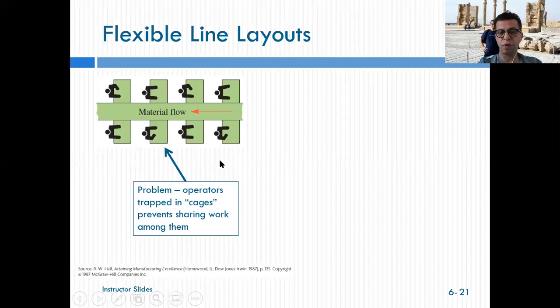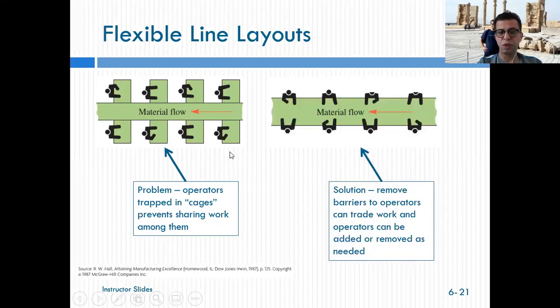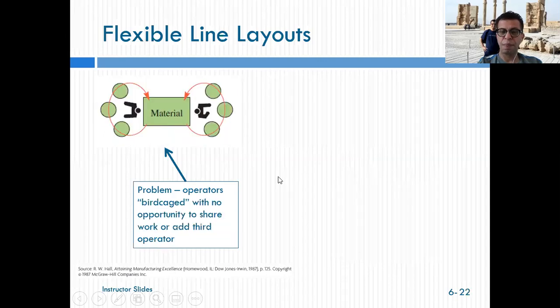To solve this problem, you look at it and you move these eight people or whatever, facing each other so they can share the work. And if he misses or he slows down here, the next one, who is faster, can continue and do it. So the solution is to remove the barriers so the operators can trade work, and operators can be added or removed as you wish.